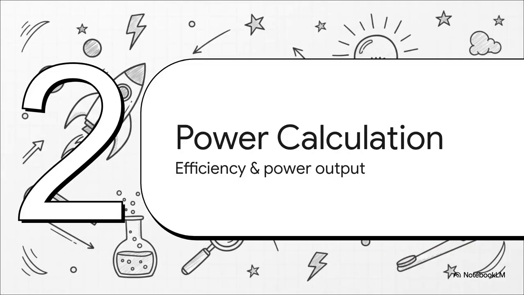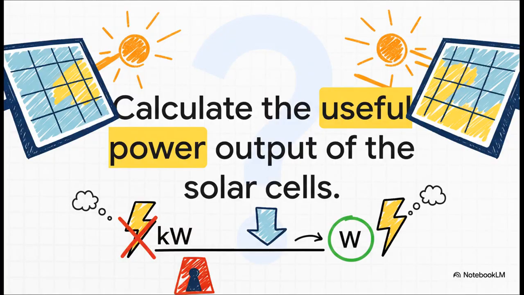Okay, on to our third section, the power calculation. This one's all about efficiency and power output, a real classic topic in physics exams. And right away, what's the first thing you should notice? Yep, the units. The input power is in kilowatts, or kW, but you can bet the answer needs to be in plain old watts, or W. It's a classic trap, but you're not going to fall for it.